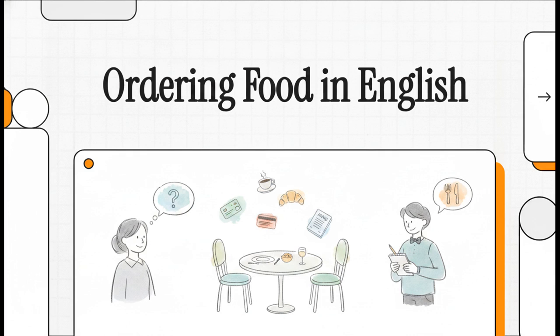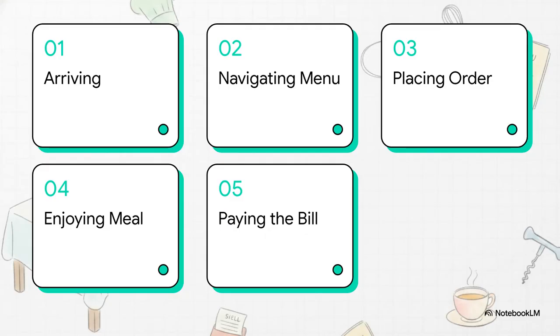Okay, let's dive right into this. So, here is our menu for today's explainer. 1. Arriving and getting seated. 2. Navigating the menu. 3. Placing your order. 4. Enjoying your meal. And 5. Paying the bill. It's basically the perfect full-course meal of English practice.